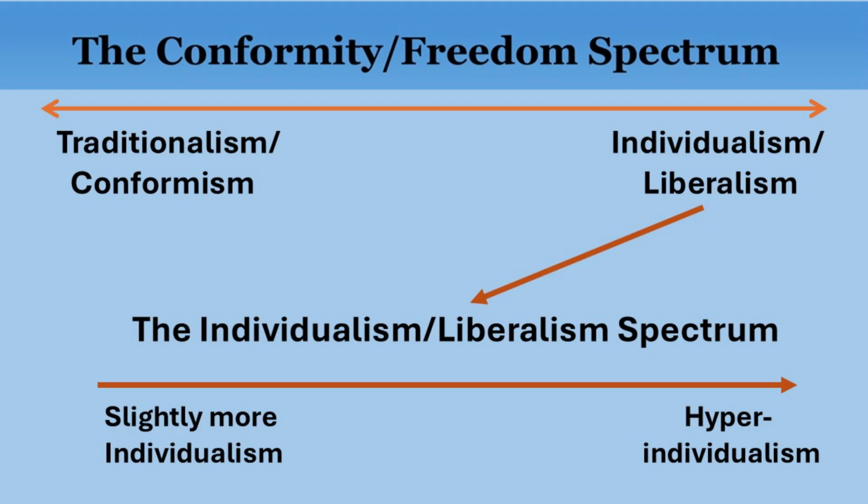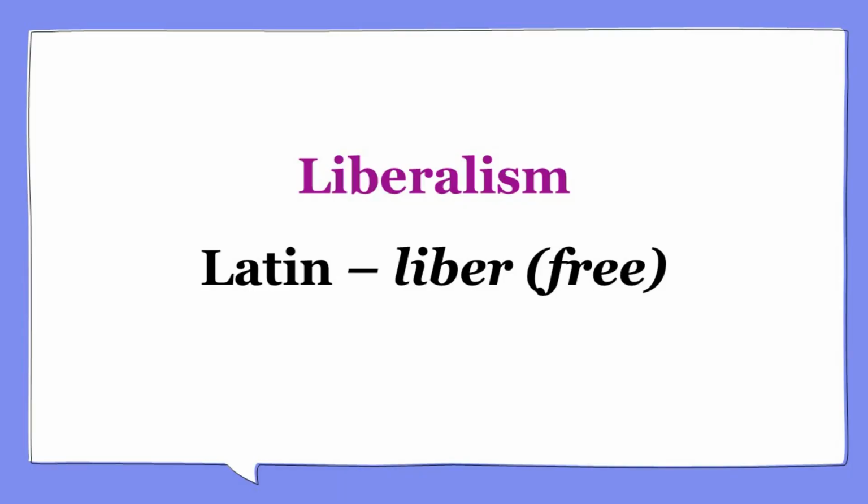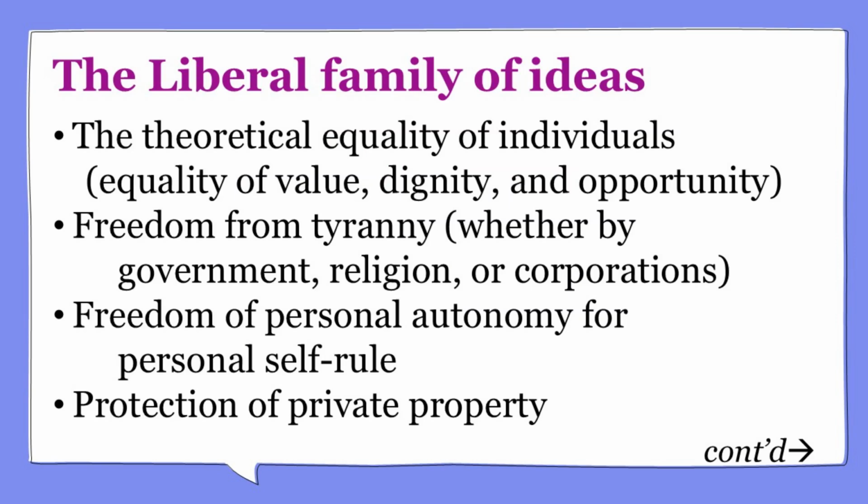The words liberal and liberty come from the Latin word liber, meaning free. So the heart of liberal values is individual liberty or freedom. Yet, like most labels, liberalism is actually a family of ideas or values. And like many families, some ideas in the liberal family don't always get along well with other ideas in the family. Various ideas that can get included within the liberal family of values include the theoretical equality of individuals, such as equality of value, dignity, and opportunity.